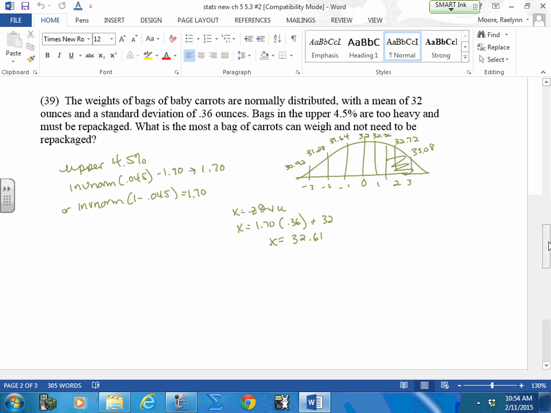Okay? If you looked up your inverse norm for 0.0545, you get a negative z-score. But you know you're not here, you're symmetric over here to the positive z-score. Two ways to do this. I don't care which way you use. Then plug it into your formula and find your cutoff.